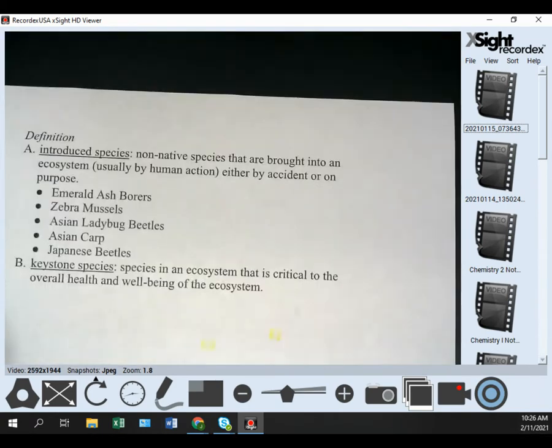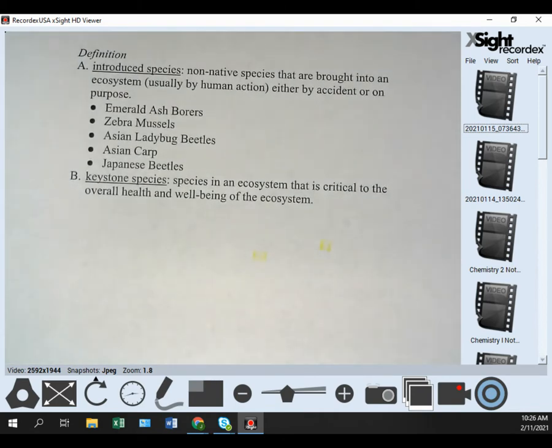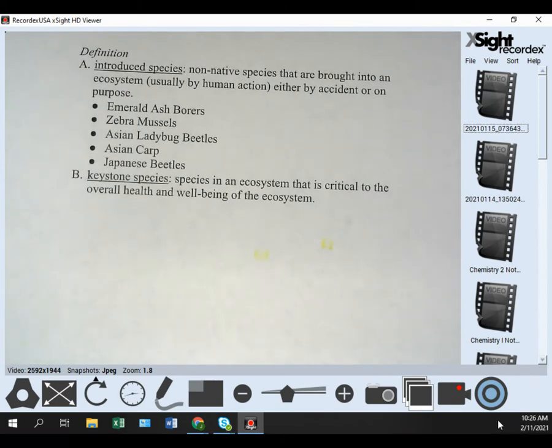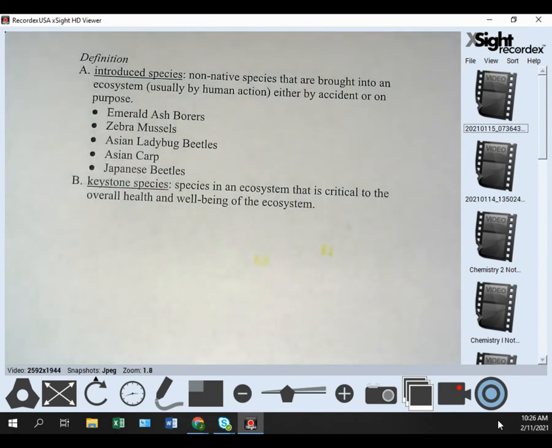All right. So the last couple of things that I want to go through are on the back. We've got 2 definitions here: introduced species and keystone species. I'm going to talk about the keystone first because I want to spend a little more time on the introduced. Keystone species. Do you guys know what a keystone is in architecture?